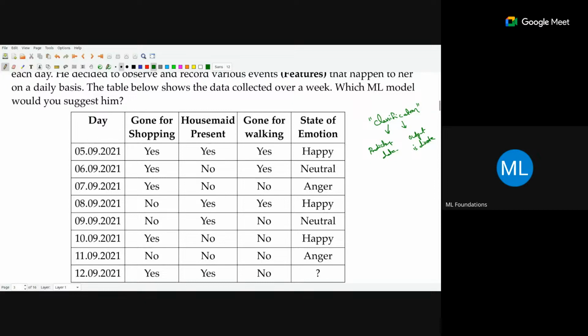It will not work. If it works for one day, it won't work for the other day. So in this kind of situation, we wanted to predict her state of emotion. And state of emotion is a discrete thing: either she will be happy or neutral or angry. Predicting data with a discrete output falls under a classification model. So you can fit this data into a classification model and predict accordingly.